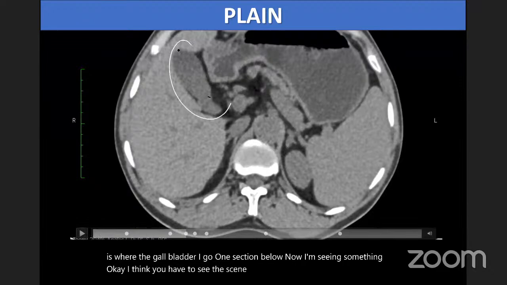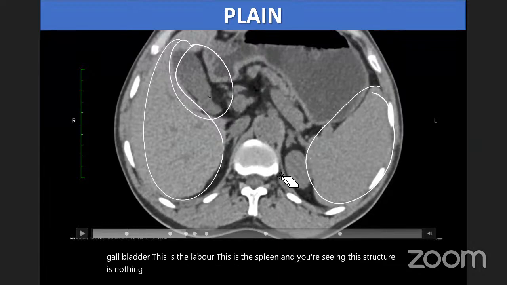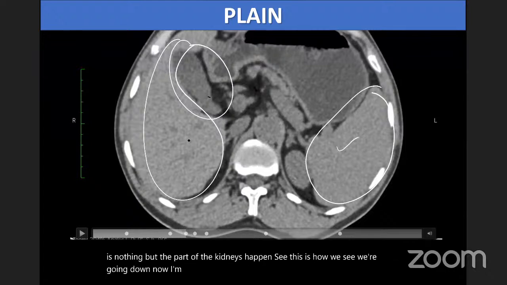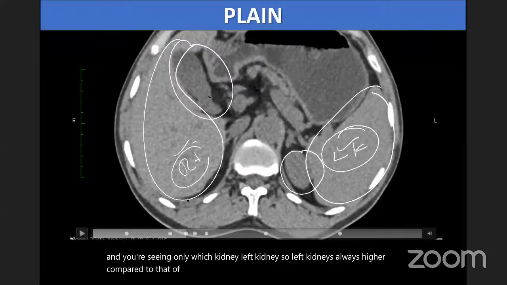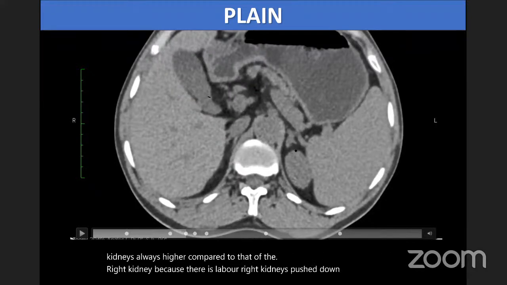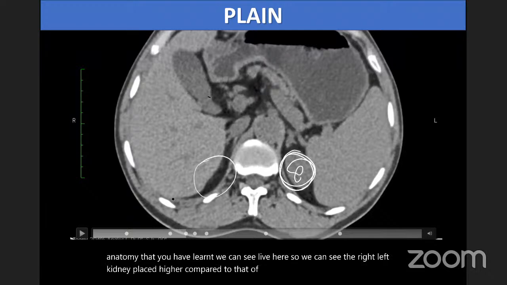So this is the gallbladder. This is the liver. This is the spleen. And this structure you are seeing is nothing but part of the kidney appearing. See, this is how we see. We are going down now. Now I'm at a slightly upper section where I'm seeing the spleen and the liver, and you're seeing only which kidney? Left kidney. The left kidney is always higher compared to the right kidney, because there is the liver, so the right kidney is pushed down. All the anatomy that you have learned, you can see live here.